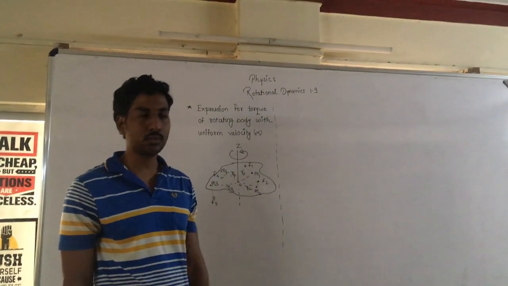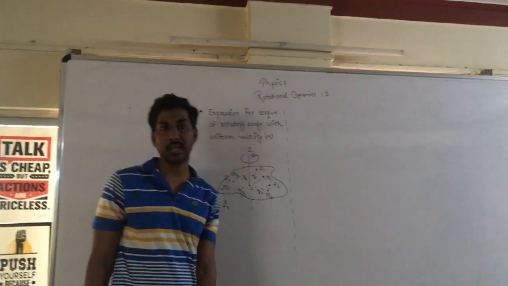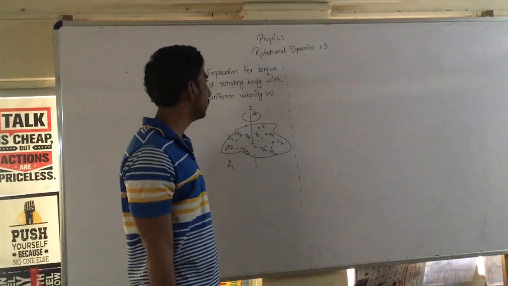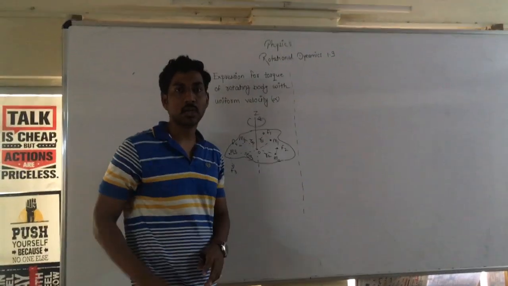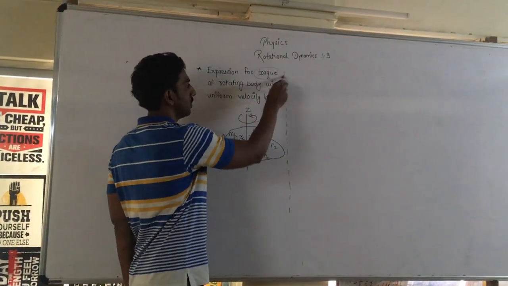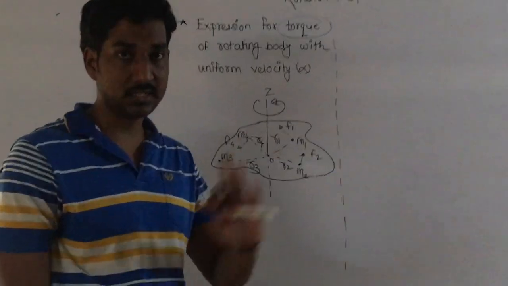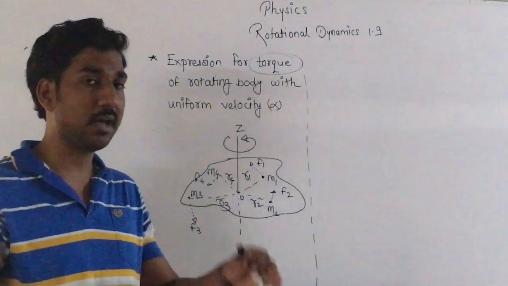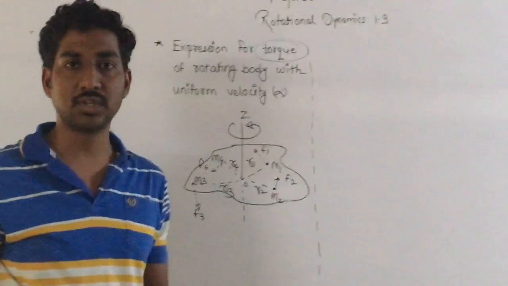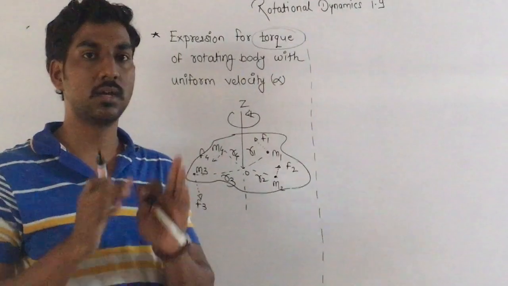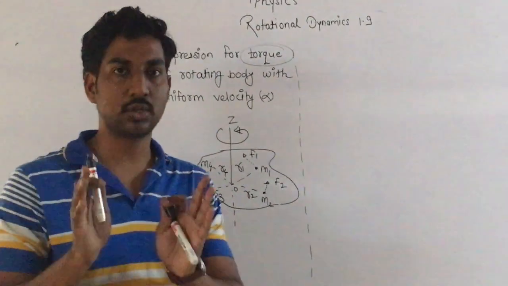I am Umar Kamlesan. Today I will take the chapter rotational dynamics 1.9. Today we will cover torque acting on a rotational body. In the last lecture we have seen kinetic energy and derived the total equation also. Now, instead of kinetic energy, there will be torque.